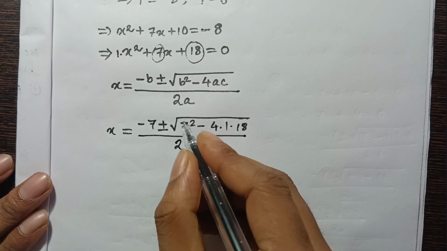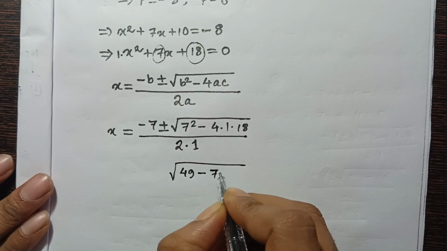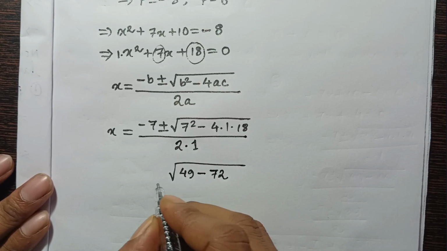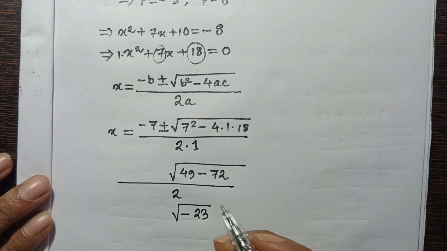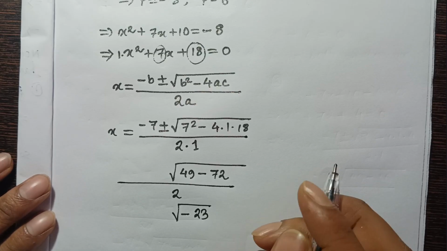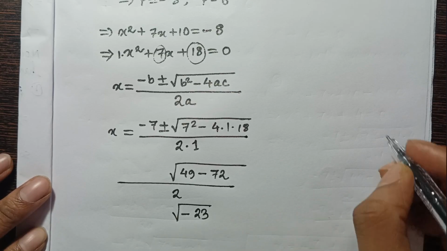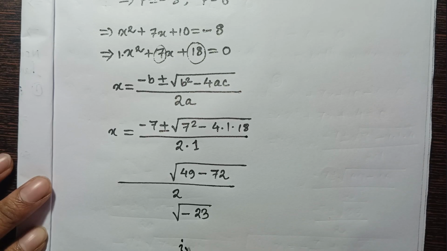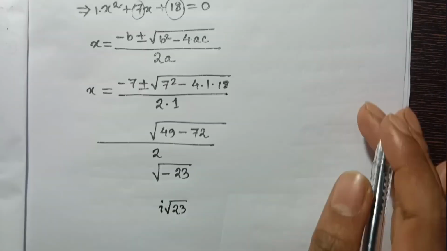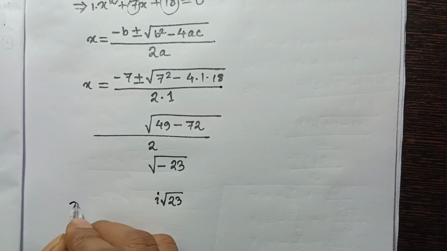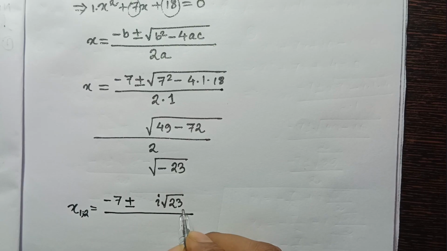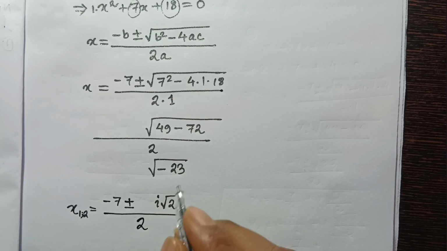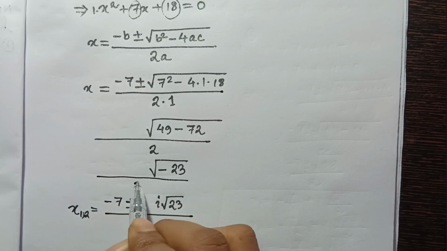7 squared is 49. 4 times 18 is 72. So under the square root, we have 49 minus 72, which is -23. Aha! A negative number under the square root means our solutions are complex or imaginary numbers. The square root of -23 is i times the square root of 23, where i is the imaginary unit. So the first two roots are x equals -7 plus or minus i times the square root of 23, all divided by 2. That's 2 of our 4 solutions.